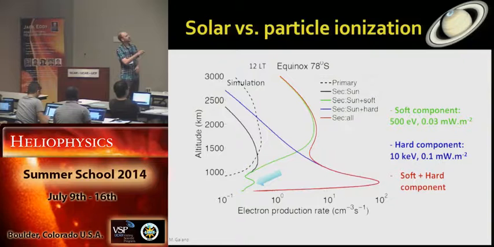The black is solar photons. The dash is primary ionization from photons. Green and blue are electrons, and then the red is just the sum of those electron ionizations.